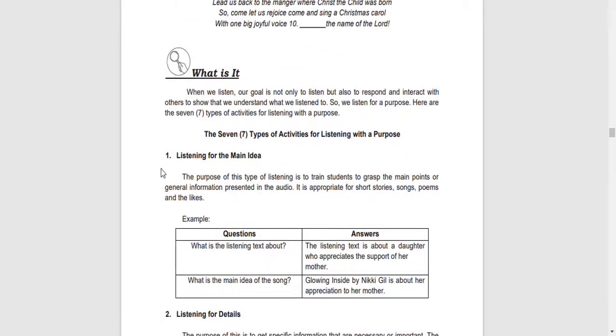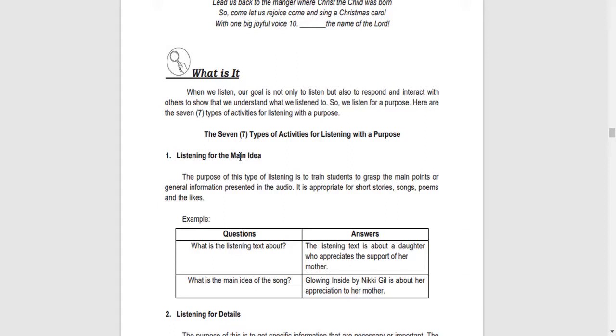So in this particular module, under what is it, you can find the important discussion of this module. According to what is it, we have 7 types of activities for listening with a purpose. So the reason why we listen is because we have layunin, we have a purpose. For example, you listen to this recorded voice because your purpose is to understand this module number 1.